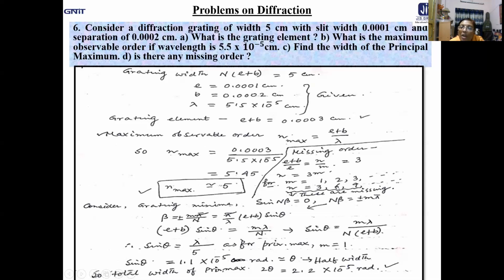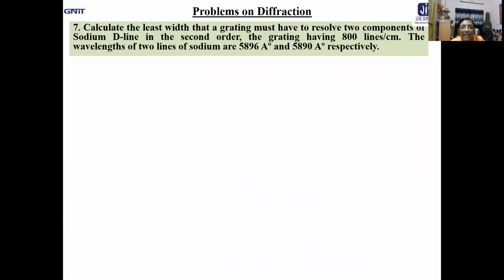With second order minimum, the sixth order maximum will coincide and it will be missed out. With third order minimum, the ninth order maximum will overlap and be missed out. So definitely the answer is yes, there are missing orders. And what are the missing orders? 3, 6, 9, 12, etc. I hope you are understanding the way questions are set. Clear?